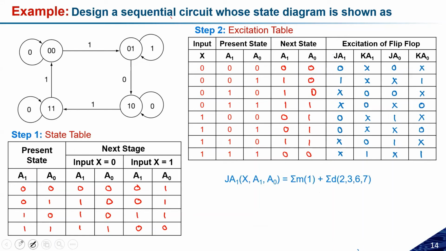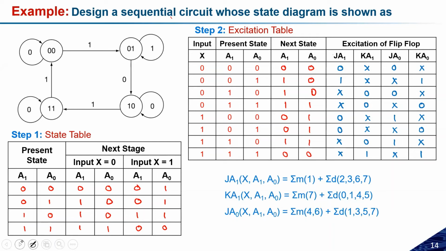So JA1 is a function of X, A1, A0, and this is nothing but the minterm 1 is the 1, and 2, 3, 6, 7 are the don't care. Similarly, KA1, I can write minterm 7 is high, and the rest 0, 1, 4, 5 are the don't care. JA0, the minterms 4 and 6 are high, and for KA0, minterms 1 and 7 are high. Okay, so this is how we can write JA1, KA1, JA0, and KA0. So this is how it is doable.